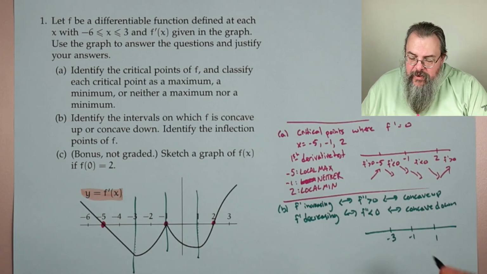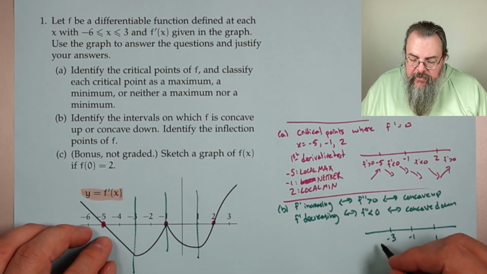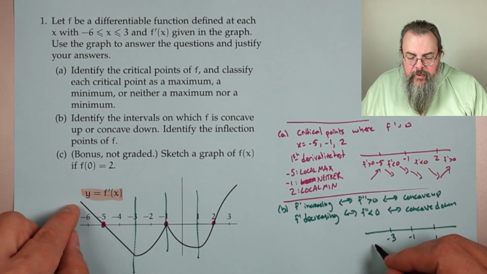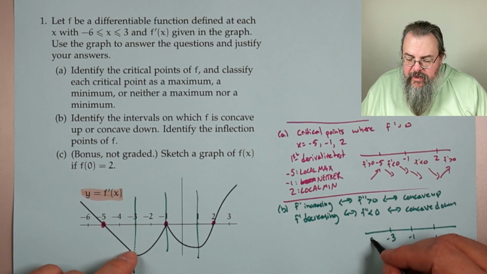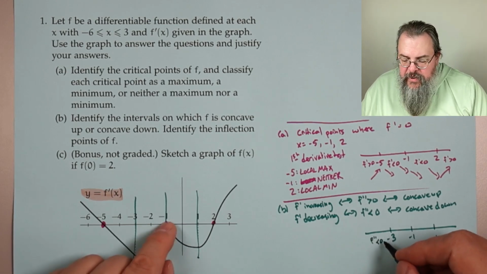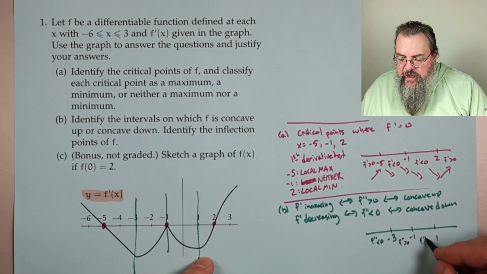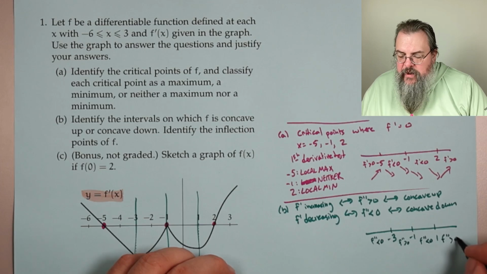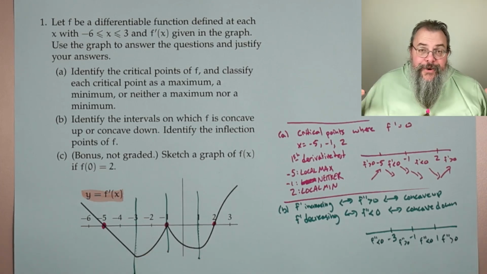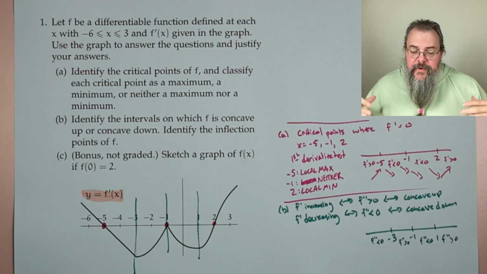Okay, so we're going to do the same thing we talked about before. So we have f double prime. What's happening here? We're going downhill. Going downhill means we're negative. Uphill means we're positive. Downhill, negative. Uphill, positive. Okay, so we now know the signs. We can see the signs for the second derivative, and we're ready to answer our questions.